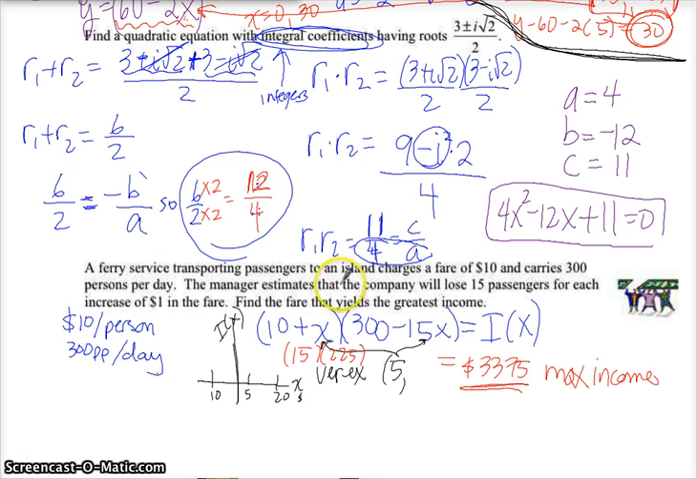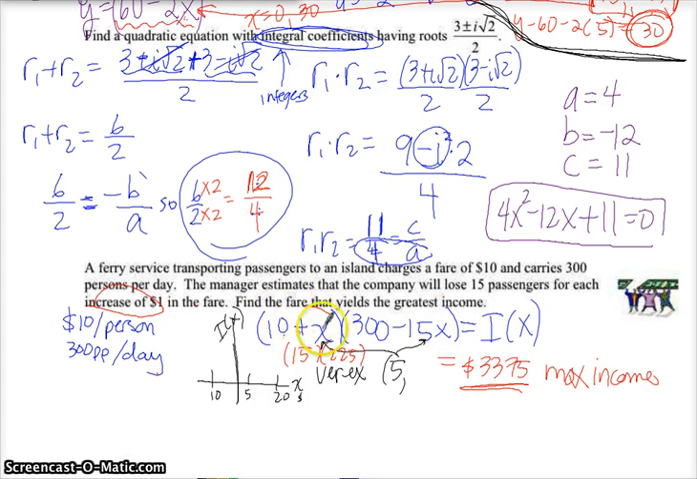But the manager estimates that if the company charges $1 more, so they have an increase in fare, so here's my fare of $10, if I increase it by $1, right, that's just 1x, then I'm going to lose 15 passengers. So if I increase it by $1, I'm going to lose 15. If I increase it by $2, then I'm going to lose 30 passengers, 15 times 2. If I increase it by 3, I'm going to lose 45, etc.